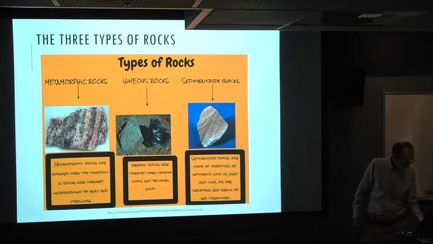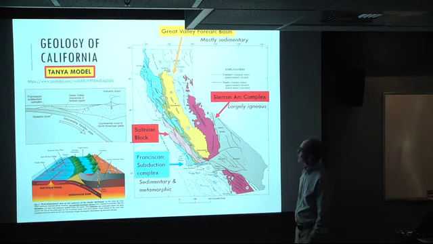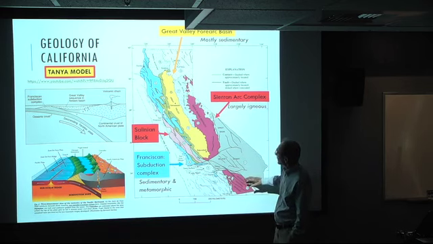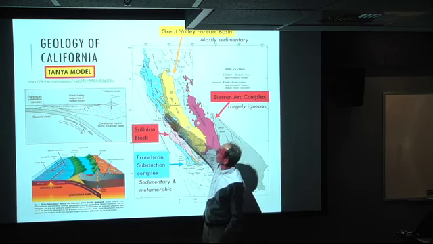Sedimentary rocks are basically ground down, weathered fragments of other materials that have been glued together, like sandstones, mudstones, that sort of thing, limestones. All right, so if we take a look at California, we see that there's basically three belts of rocks. There's these red rocks, there's these yellow rocks, and then there's these blue rocks.